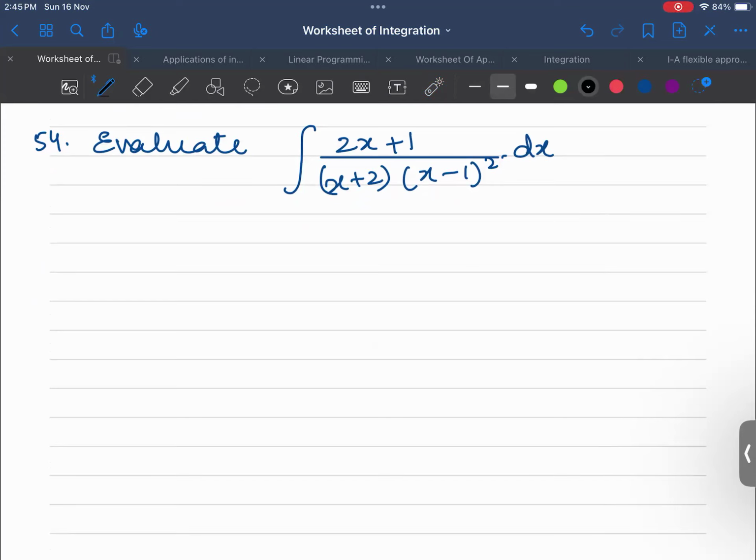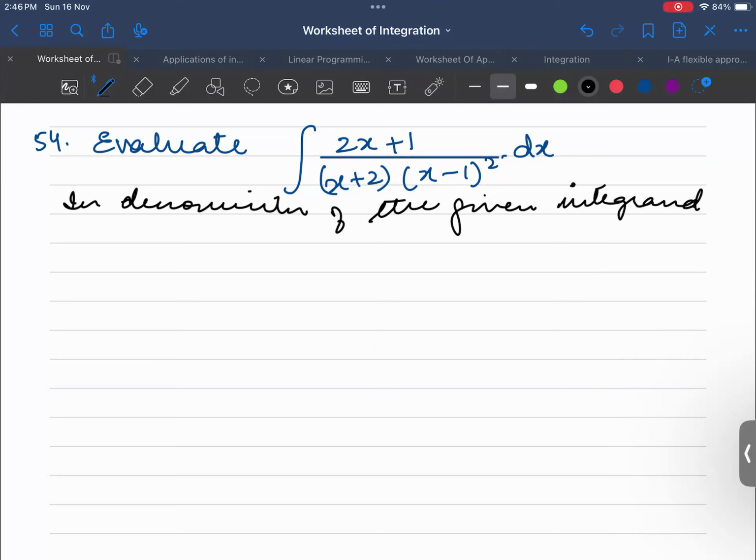Okay, we have to evaluate (2x plus 1) upon (x plus 2)(x minus 1) square. What I told you, these two factors are not repeated. But when we talk about x minus 1, which is in square, it means it is repeating. So we can see in the denominator of the given integrand. In the exam, if you write these statements, it gives an impact that you are understanding why you are doing it.